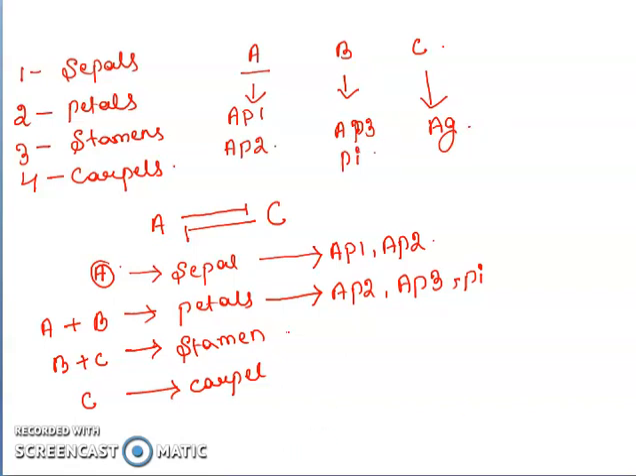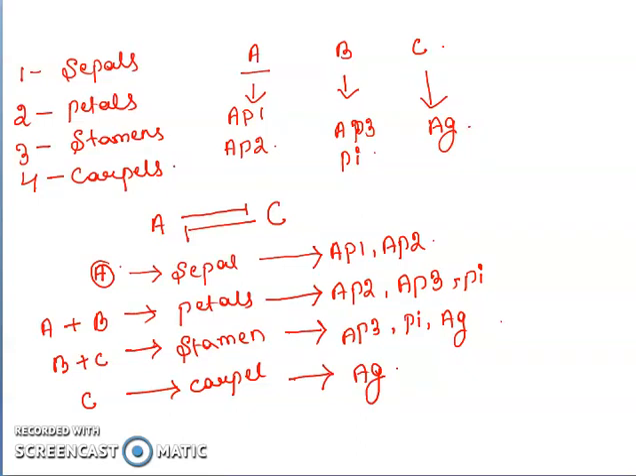Now, in case of B plus C, there will be expression of AP3, Pistillata as well as Agamous. In case of carpel, there will be presence of only Agamous.